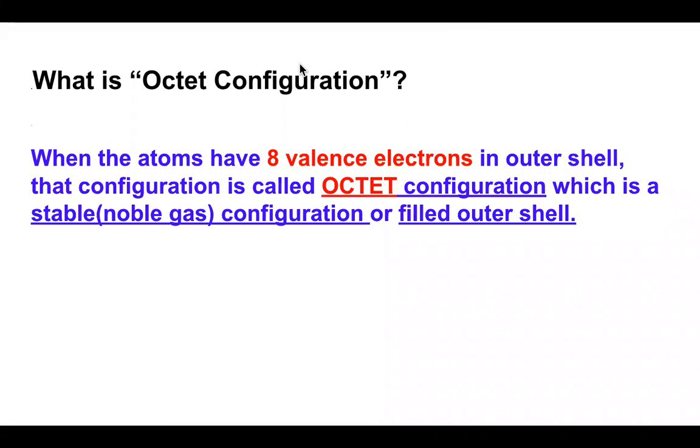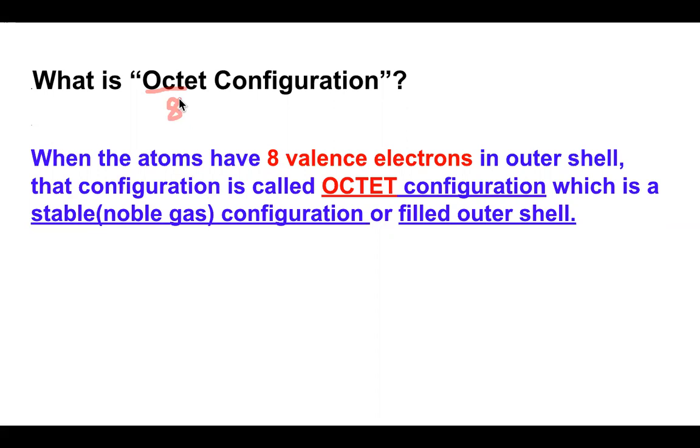See, you have seen the stop signs, right? Stop sign has 8 sides. The octopus has 8 legs. So oct means 8. So what is the connection between the number 8 and the configuration of atom?